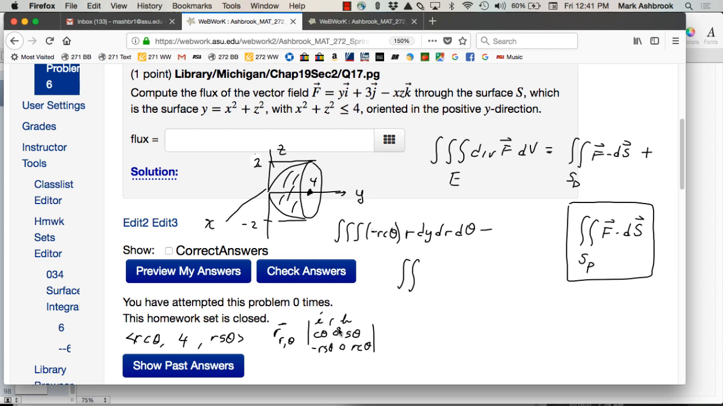So all we're going to have is a j component, and I got negative r. So we got the order wrong; we want to make it positive, so we're going to take the other cross product, and it'll be r. So then it'll be 0, r, 0, right?